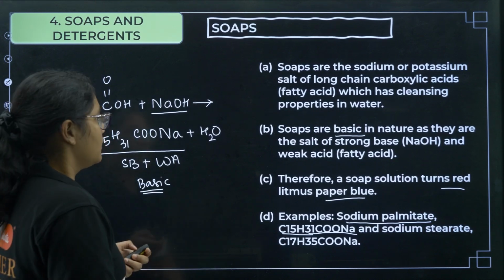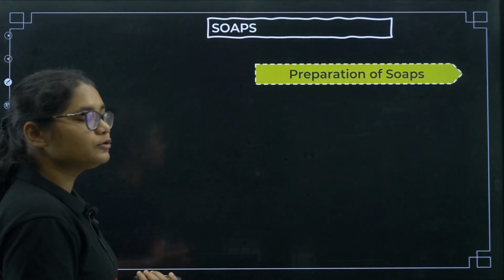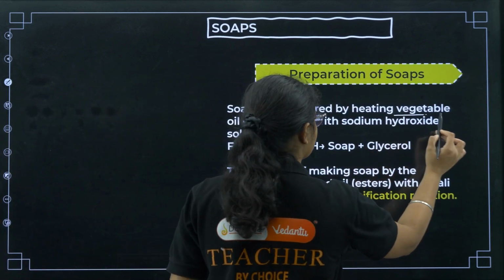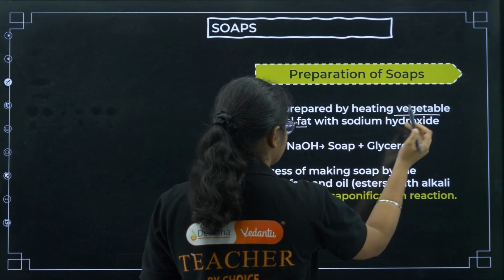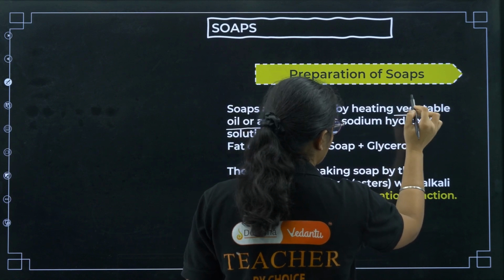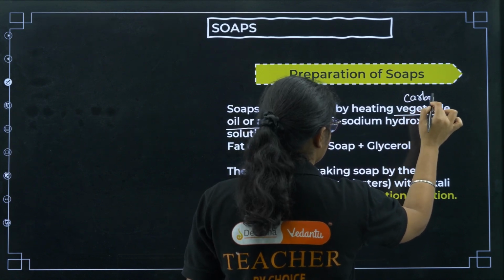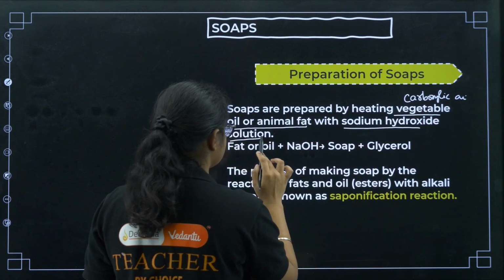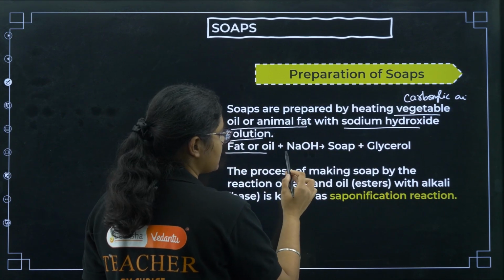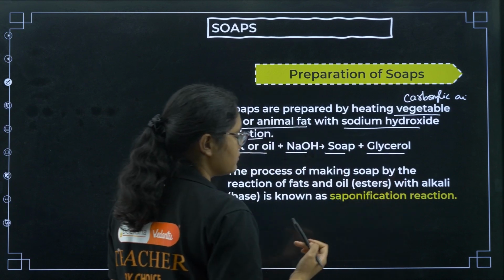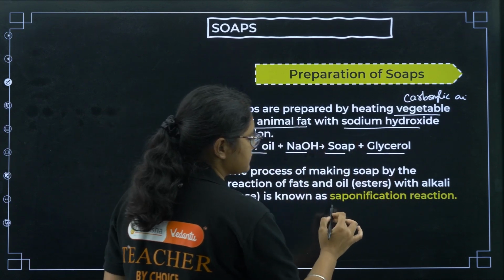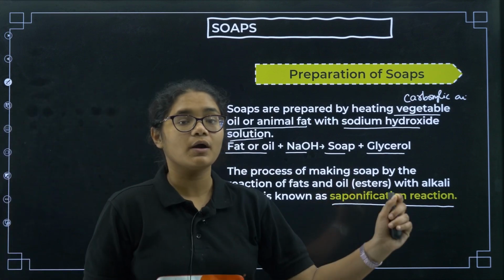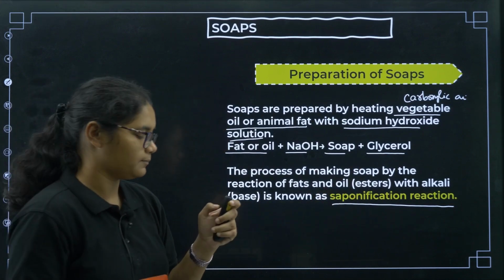Clear? Okay, next, coming to how we prepare soap. Soaps are prepared by heating vegetable oil or animal fat. Vegetable oils contain carboxylic acids, right? So take fat or oil with sodium hydroxide solution, and you will get soap and glycerol. This process of preparation of soap is called the saponification reaction. This is also an important question: what is the saponification reaction?